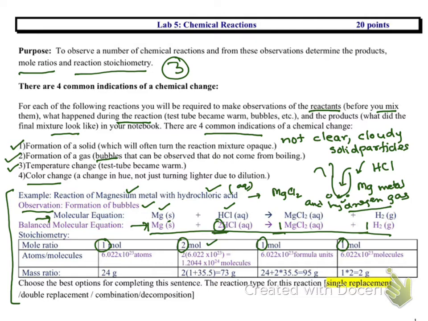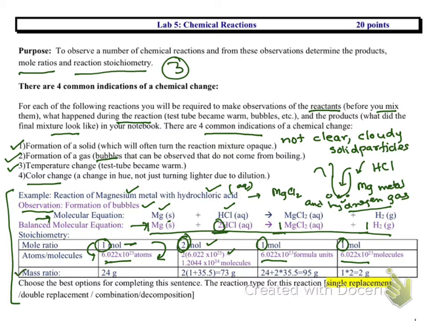Then the next thing is I have to convert these moles to atoms or molecules. 1 mole of magnesium atoms means how many atoms? Avogadro's number, so 6.022 times 10 to the 23rd. If I have 2 moles, that means I have to do 2 times Avogadro's number. 1 mole Avogadro's, 1 mole Avogadro's. So here I converted my moles to atoms or molecules.